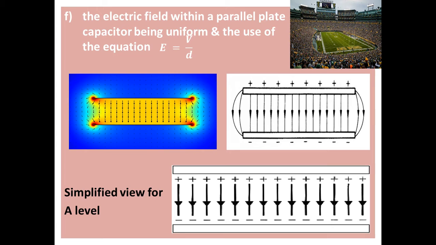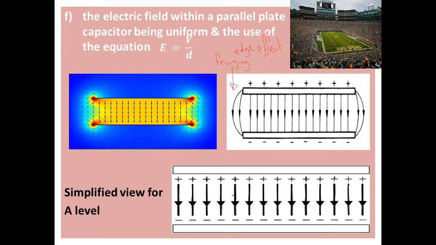Firstly, looking at the electric field, this is what the electric field would look like. The top two diagrams are a more realistic version of it, where on the outside we have this bending effect known as fringing or an edge effect. That's a more realistic picture of it, but we don't actually take that into account for the A-level course.